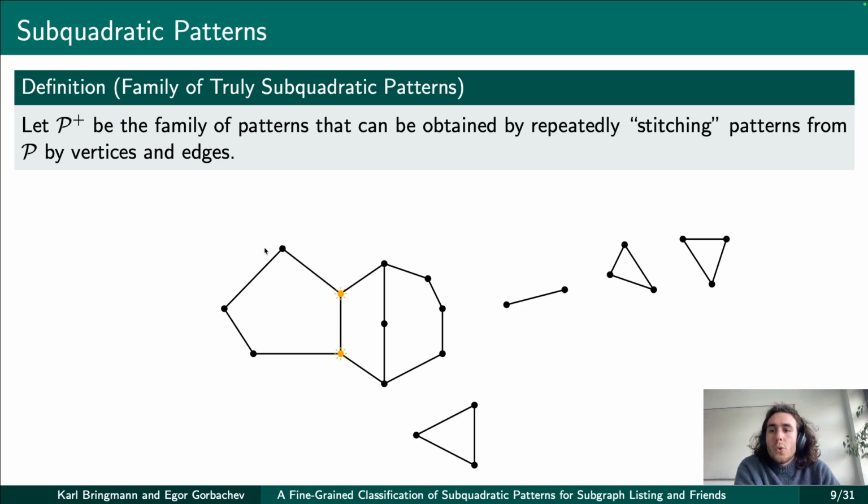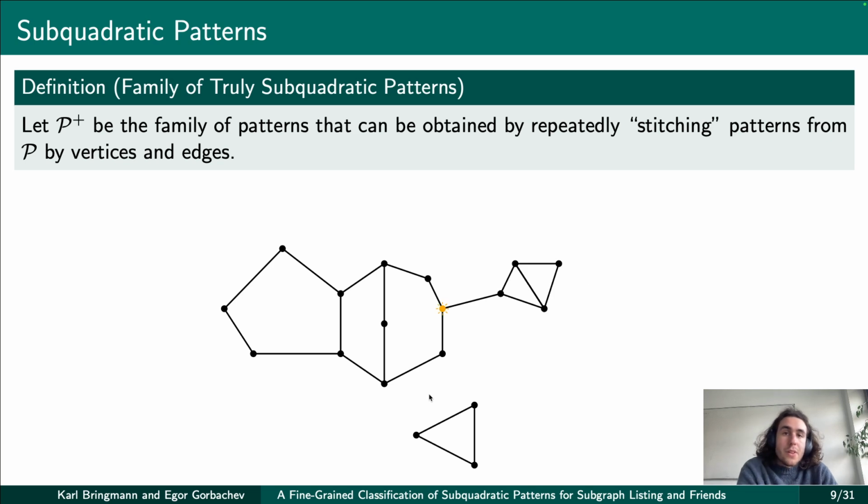So first, we take these 2 edges and unify them. Then we take these 2 vertices and unify them. We proceed to glue together these 2 edges, and we proceed with this process as long as we want. And we claim that a pattern H is truly subquadratic if and only if there exists such a stitching procedure that creates H. So in other words, this is exactly the family of patterns that do not contain any of the 3 forbidden induced minors that we talked about before.